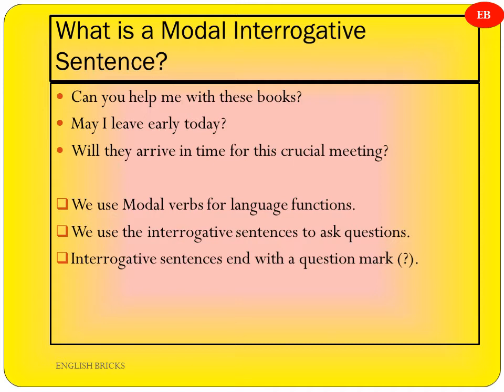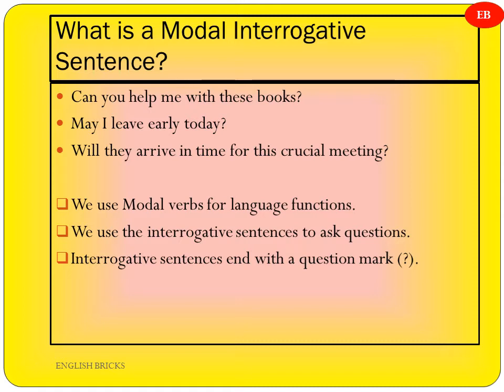So, let's first understand what a modal interrogative sentence is. What is an interrogative sentence at the first instance? An interrogative sentence is a sentence that we use to ask questions. Right. So, a modal interrogative sentence is a question sentence that employs the usage of modal auxiliary verbs. So, from the previous lessons, I'm sure you remember what modal auxiliary verbs are. So, let's have a quick look at them.